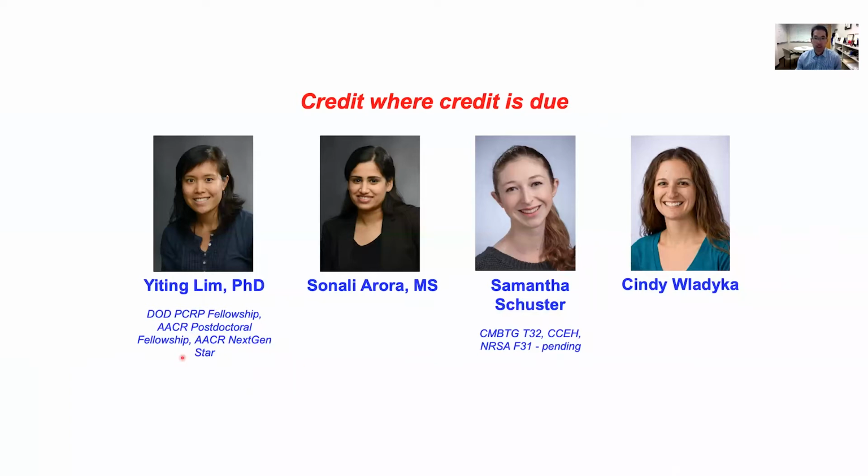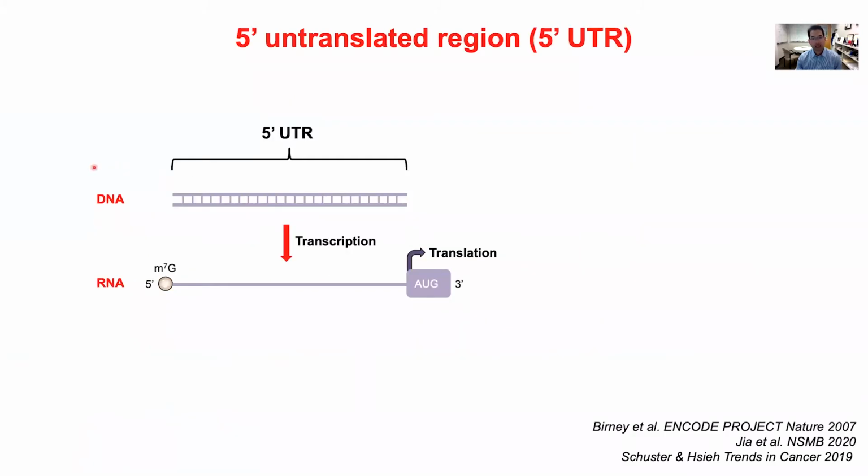This work was done by a team of scientists in my lab, led primarily by Yi-Ting Lin, who's a postdoctoral fellow. So in my lab, we've been very interested in studying how the 5' UTR is deregulated in cancer. That's because we know the 5' UTR can coordinate gene regulation at multiple levels, in particular at the DNA level, and at the transcript level, at the RNA level, particularly influencing transcript stability and translation.